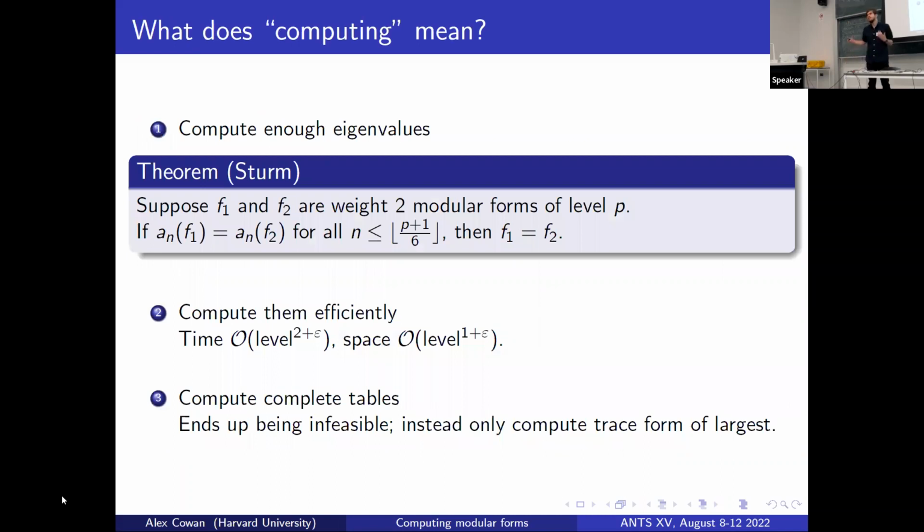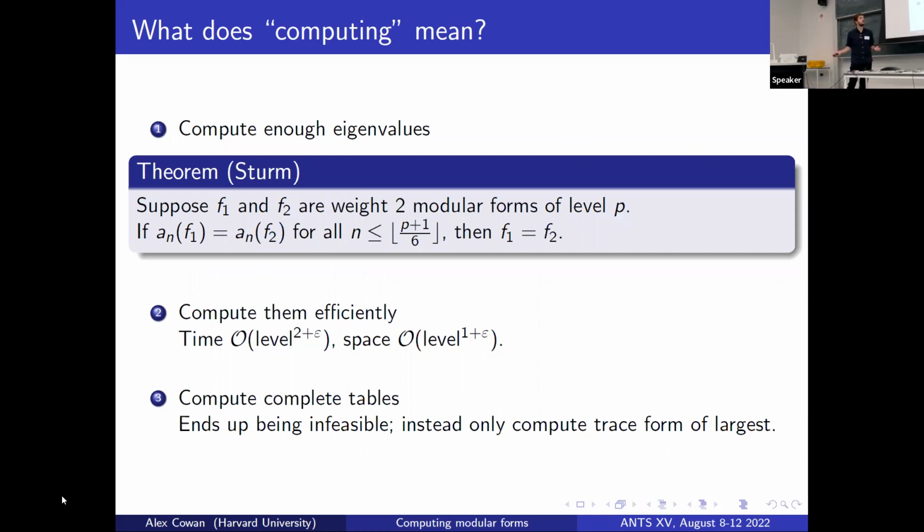So I said this is an algorithm for computing Q expansions. What does it mean in this context to compute a Q expansion? What objectives are we going to have for this algorithm? There are going to be 3 objectives. The first one is we need to compute enough eigenvalues to say, okay, we've computed the modular form. In this context, this means up to the Sturm bound.